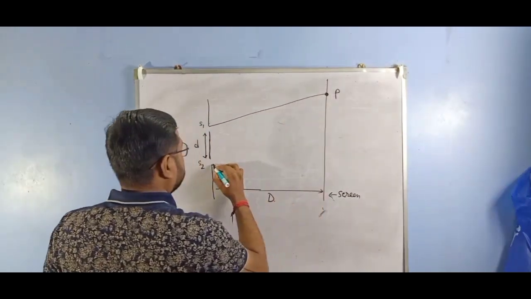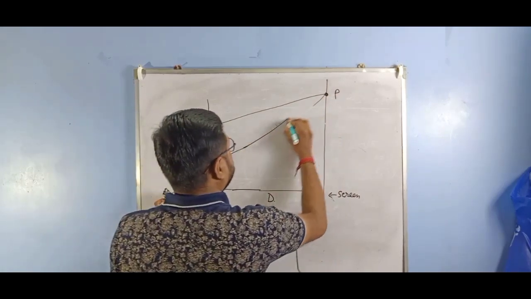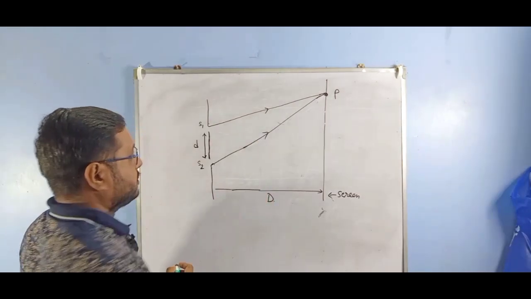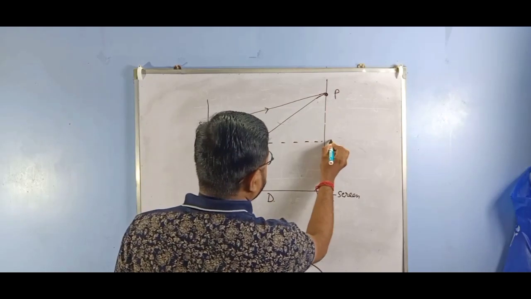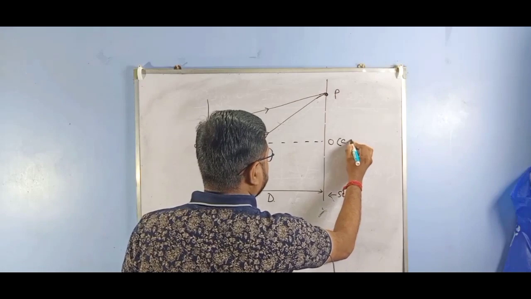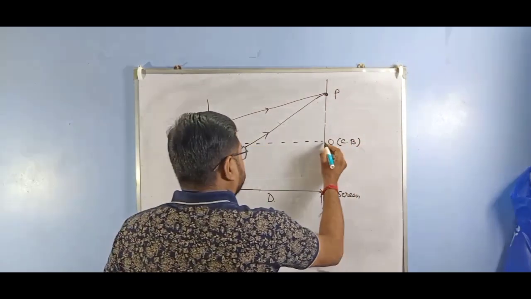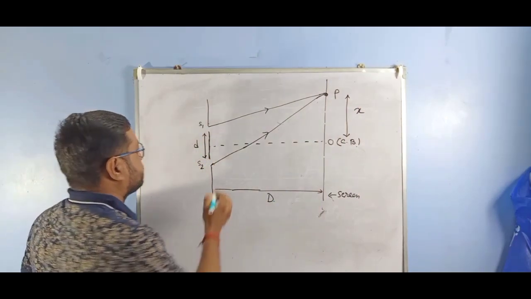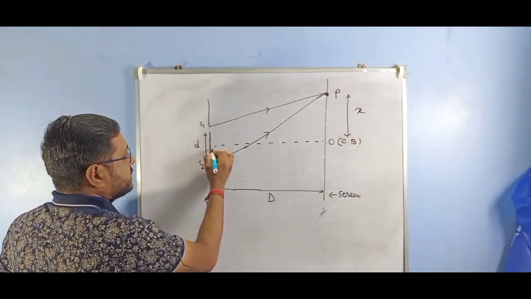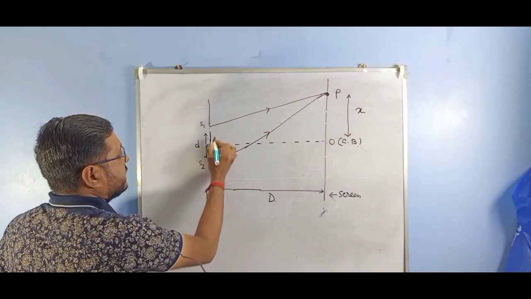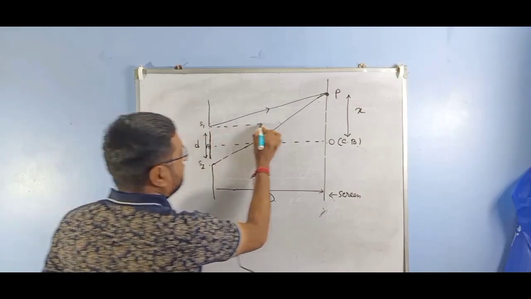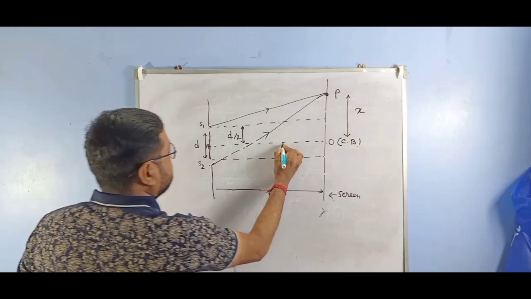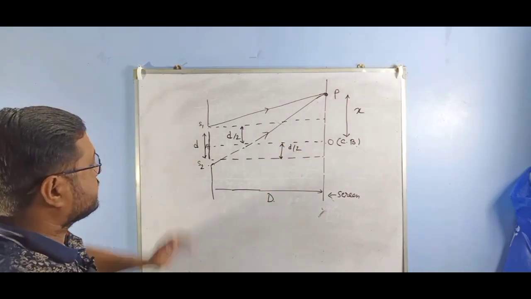The two rays, which are obviously straight lines, will meet at this point, one is S1P and the other is S2P. If this is the central maxima, or central bright band, CB, then the distance between the central maxima and the point P is taken as x, or xm in some books. Now, the distance between S1 and S2 is d, so this distance is d by 2 and this distance is also d by 2. The whole distance is d.